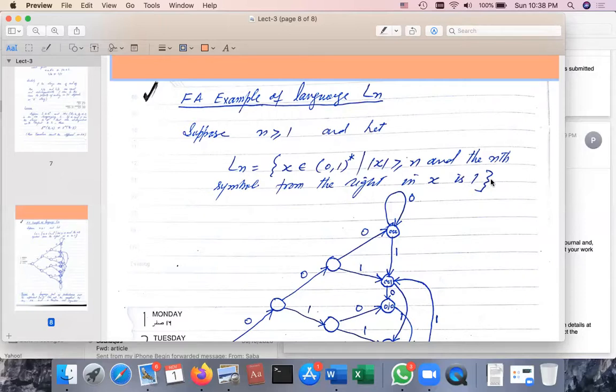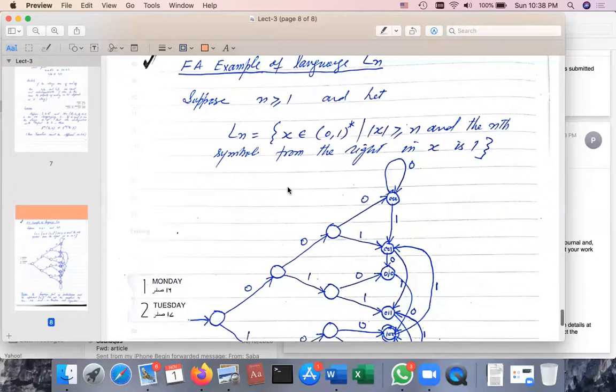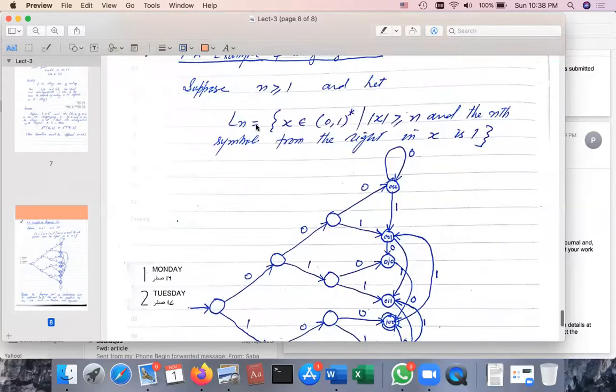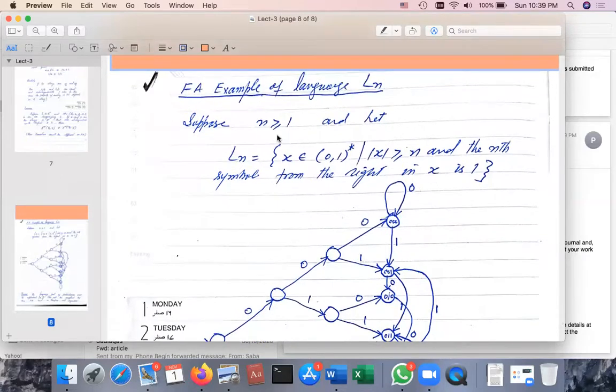And now another definition, the language for this FA. Ln is equal to x, a string which belongs to {0,1} star, which is sigma star, and these are the two symbols, such that the length of the string x is greater than or equal to n. So the length of string x would be greater than or equal to 1, for example, as mentioned here, and the nth symbol from the right in x is 1. So here something is missing, which is the value for n.